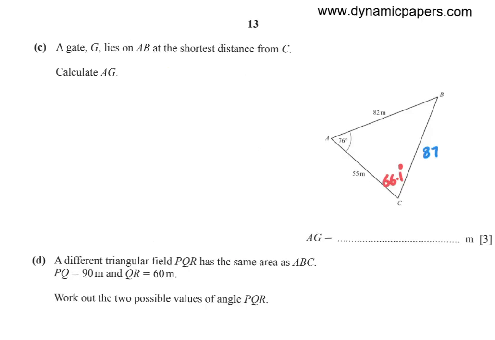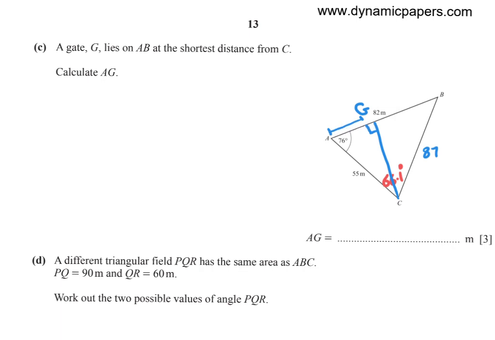So this angle is 66.1. Now, a gate G lies on AB at the shortest distance from C. The shortest distance from C to AB is the perpendicular distance, the perpendicular from C to AB. I need to find AG, this distance.